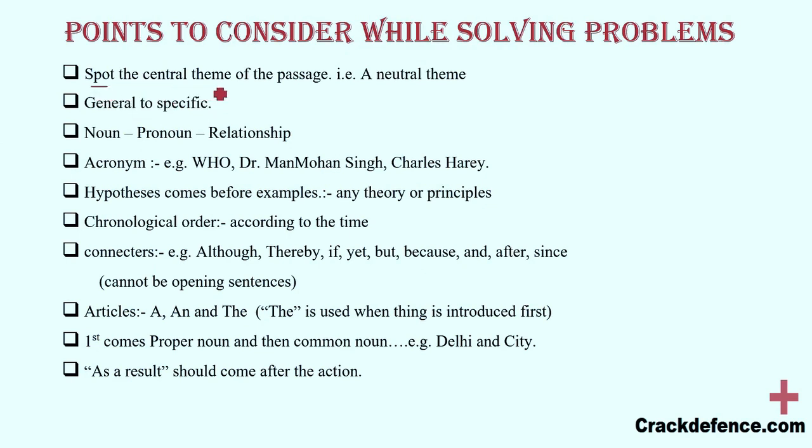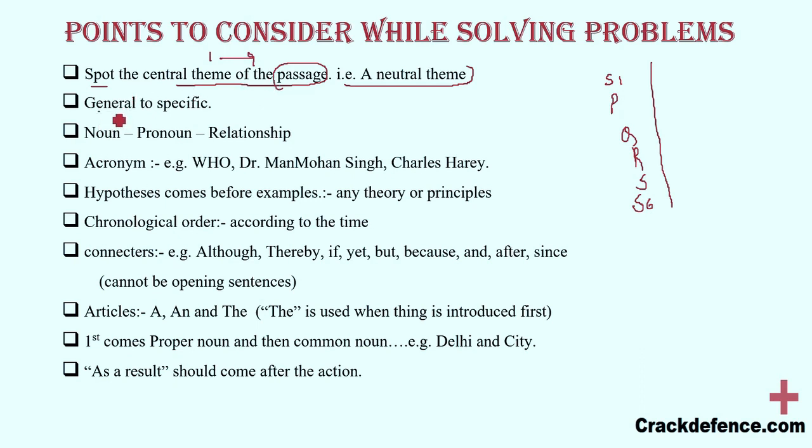Number 1 is spot the central theme of the passage, that is a neutral theme. Before finding the answer, you have to read all 6 sentences, that is S1, P, Q, R, S and S6. Once you read all the sentences, you will get an idea of the neutral theme of the passage. Once you get that, it becomes easier to solve the question.